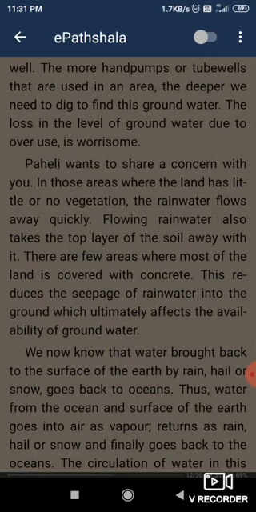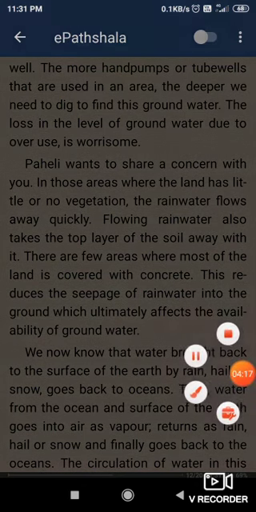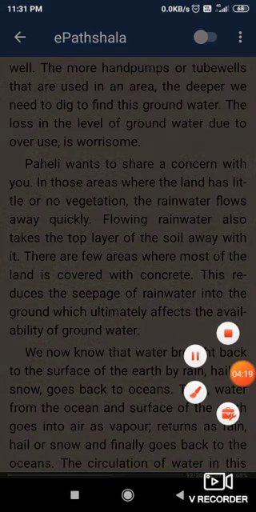The more hand pumps or tube wells that are used in an area, the deeper we need to dig to find this groundwater. The loss in the level of groundwater due to our use is worrisome. Got it? Now next.